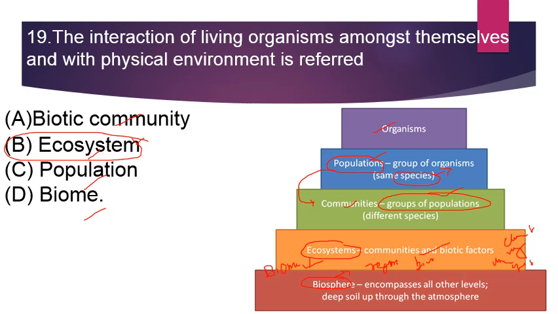Then biomes combine to form larger ecosystem which is known as biosphere. So it encompasses all other levels, deep soil up through the atmosphere. तो जो सारे के सारे ecosystems हैं और biomes हैं, they combine to form large biosphere जहाँ पे life possible होती है. So these are the various levels in the hierarchy of ecosystem.